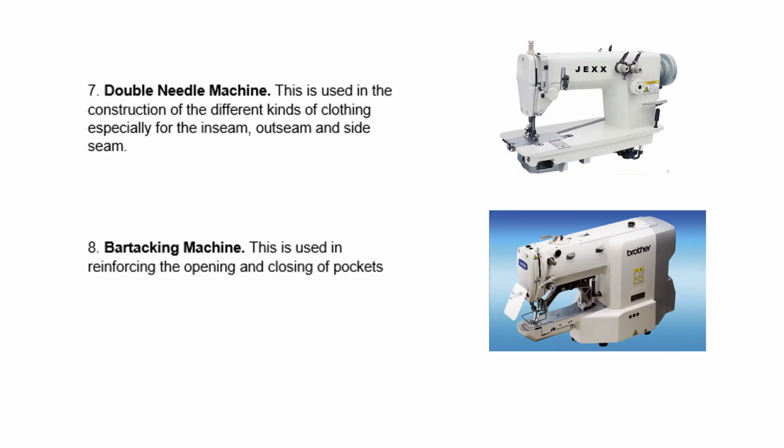Of course, we also have double needle machine. This is used in the construction of the different kinds of clothing, especially for the inseam, outseam, and side seam. And double needle to. Yung double needle machine. And of course, number 8, we have bar tacking machine. This is used in reinforcing the opening and closing of pockets. Bar tacking machine.